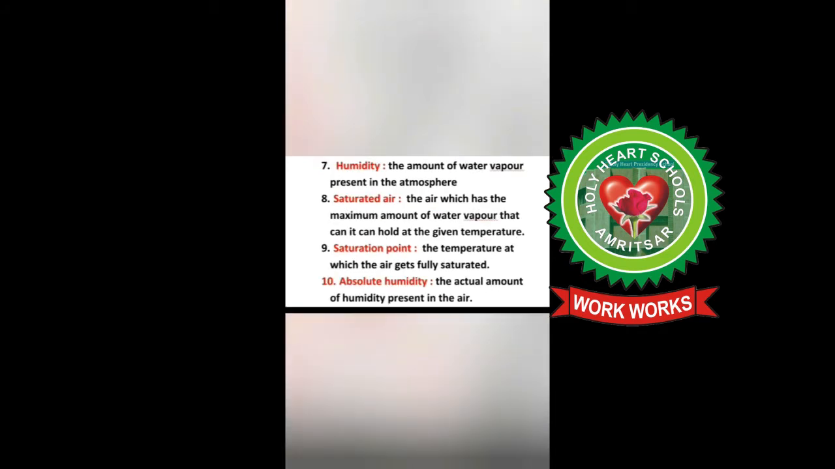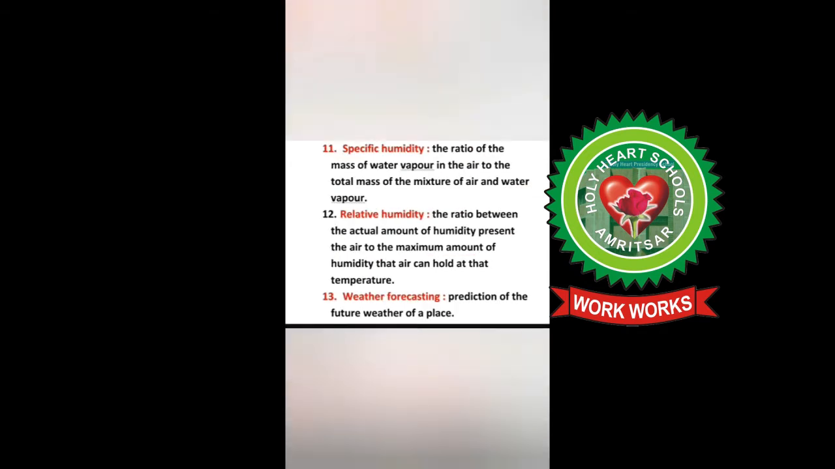Number 7, humidity. The amount of water vapor present in the air is called humidity. Saturated air, the air which has the maximum amount of water vapor that it can hold at a given temperature. Saturation point, the temperature at which the air gets fully saturated, means fully moist. Absolute humidity, the actual amount of humidity present in the air. Specific humidity, the ratio of the mass of water vapor in the air to the total mass of the mixture of air and the water vapor.